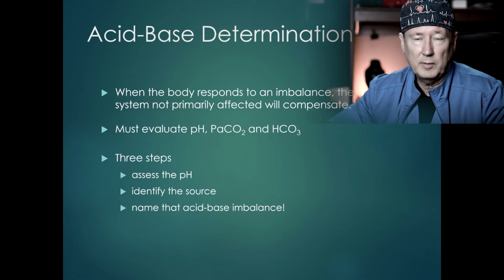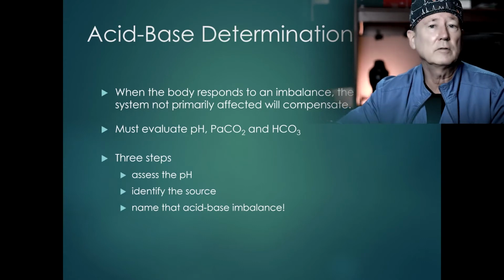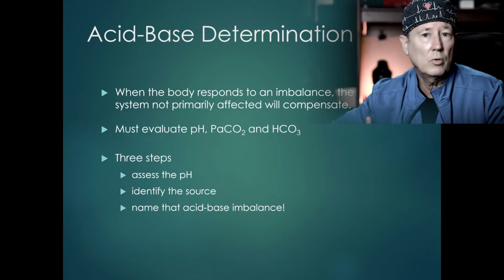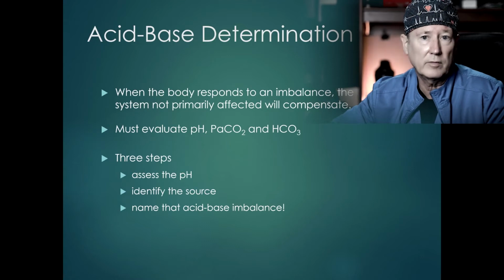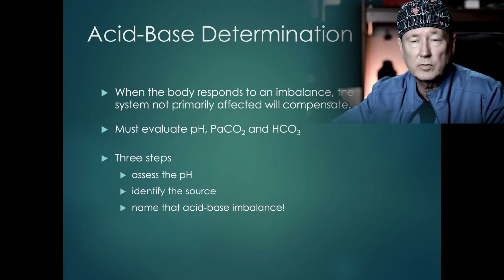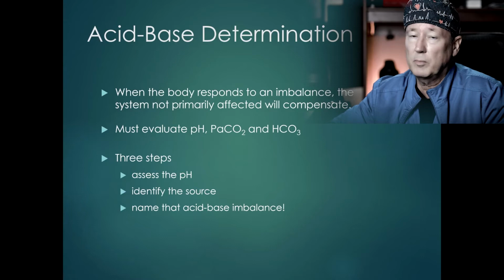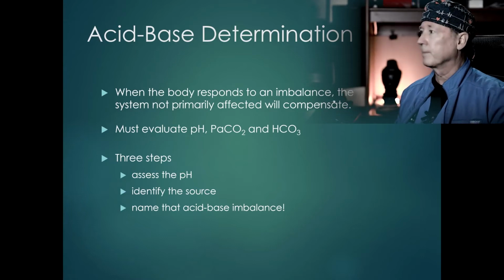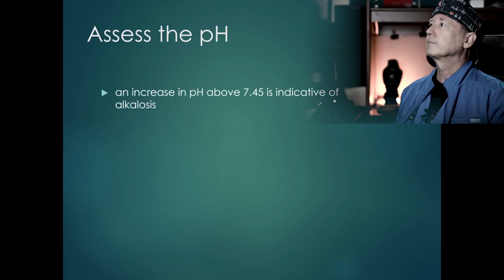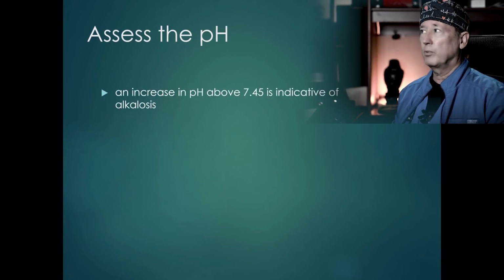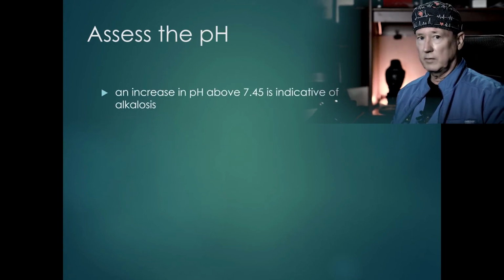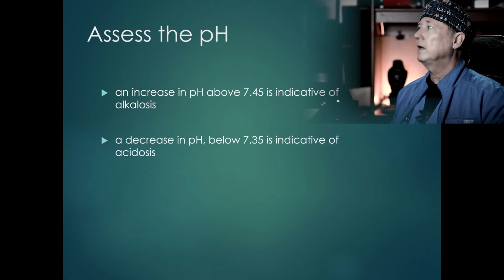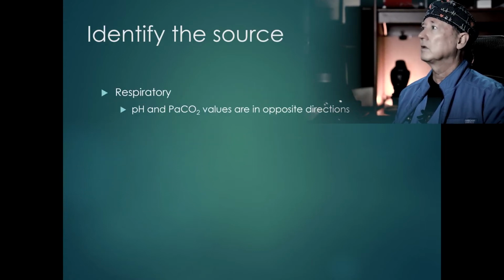So in your 3 steps of doing this, you have to look at the pH and determine if it's normal or high or low. Low would be acidosis, high would be alkalosis. And you have to look at the CO2, determine normal, high, low, and you have to look at the bicarb, determine normal, high, or low. So an increase of the pH above 7.45 is alkalosis. A pH less than 7.35 is acidosis.